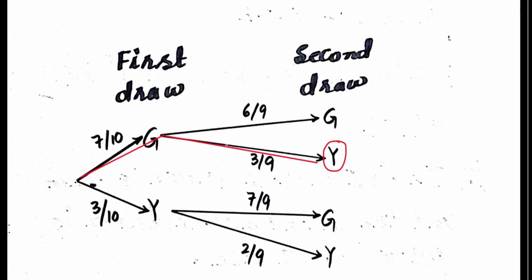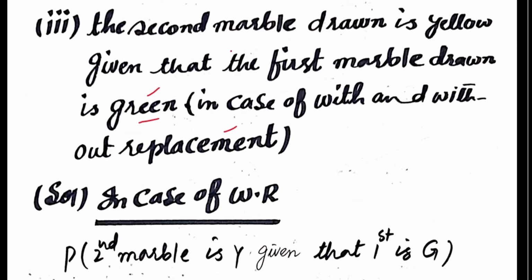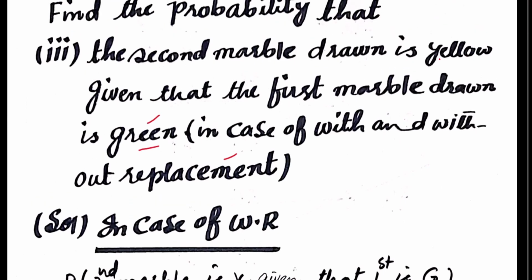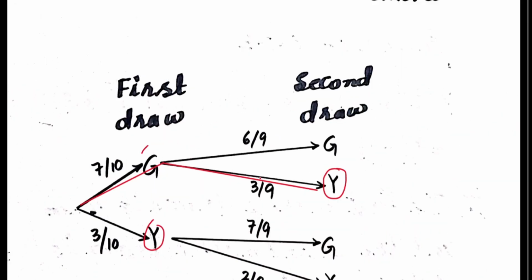First is green and second is yellow. So we will reach from green to yellow. We cannot use this branch because the condition is that the first should be green. Again, you can read the question. We have to find the probability that the second marble drawn is yellow, given that the first marble drawn is green. So that's why we strictly follow this branch. We cannot use this branch.